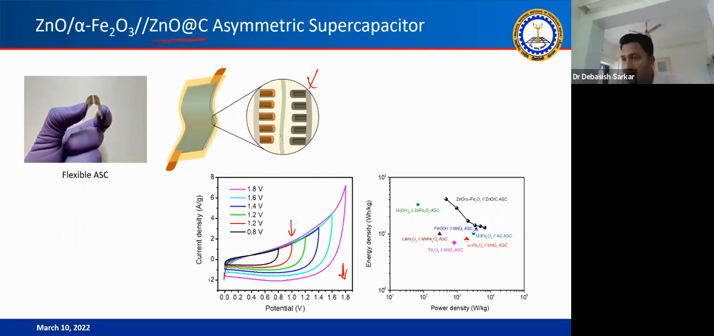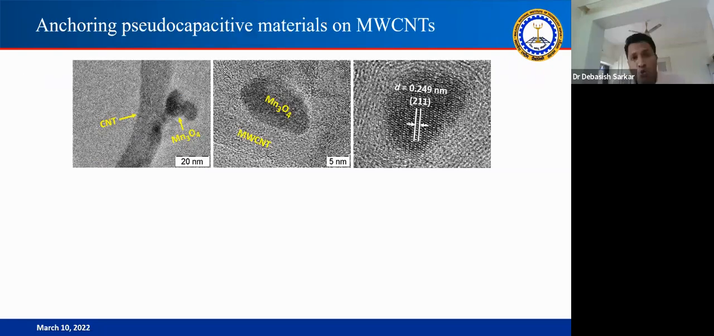So these are just related to core shell structure having one-dimensional nanostructure. Next, I would like to show how you can anchor pseudo-capacitive material onto different carbon-based materials, let's say CNT. So we took this multi-walled CNT and we anchored manganese oxide as well as iron oxide onto this CNT substrate. Here the TEM images show you the manganese oxide anchored on CNT substrate.